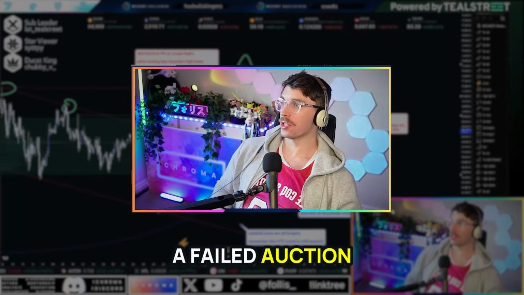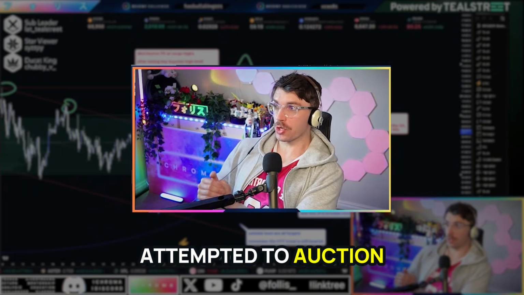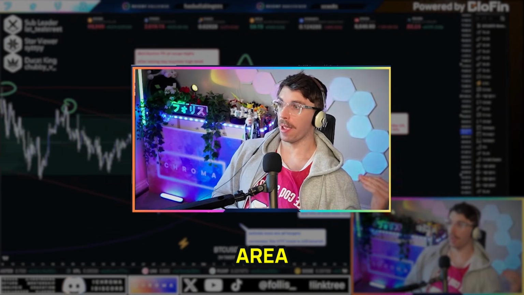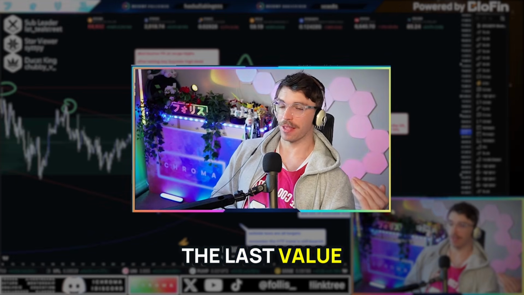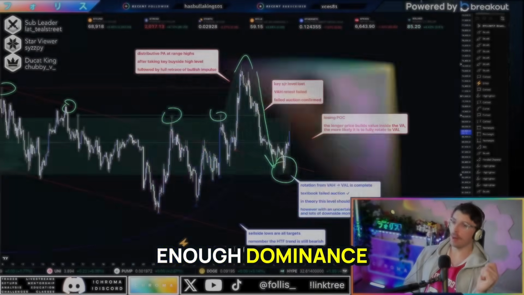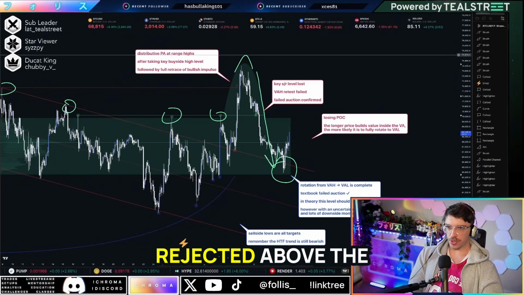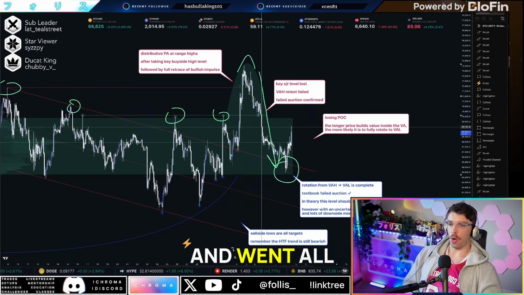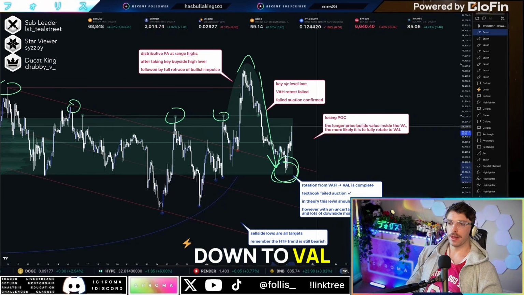We call it a failed auction because the market attempted to auction price higher. It attempted to auction price to a new value area that was going to be higher than the last value area, but it failed. Buyers failed to establish enough dominance to push price higher, and therefore price rejected above the value area high, taking these key highs, and went all the way back down to VAL, right?